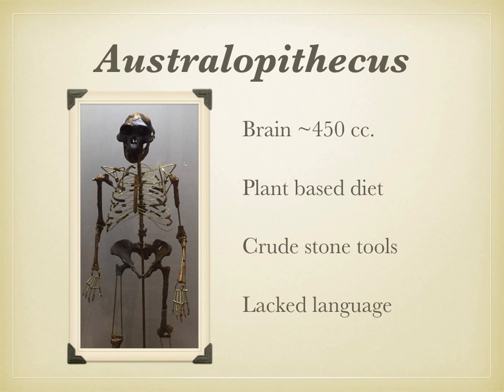Australopithecus had a relative brain size of about 450 cubic centimeters. This is judged by the cranial capacity within the skull. This hominid had a plant-based diet, may have used some very crude stone tools. We think it lacked language due to a very underdeveloped larynx.